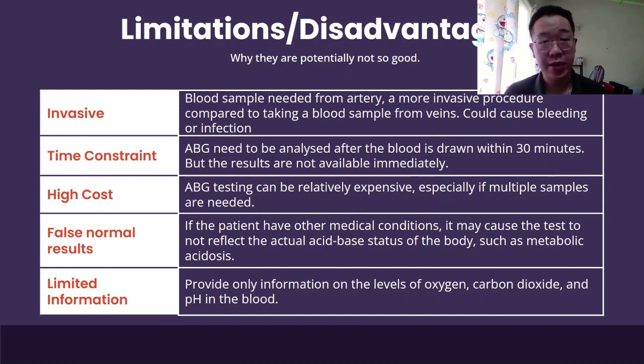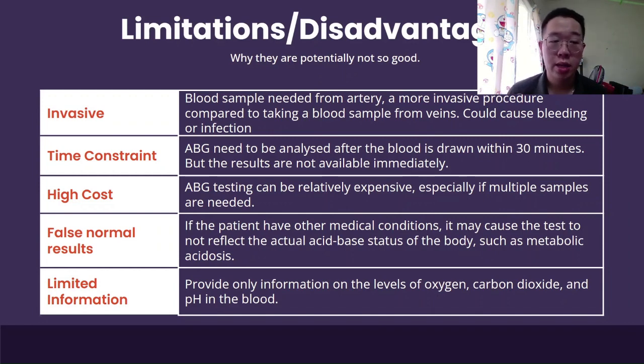First of all, it is invasive since a blood sample needs to be taken from an artery, a more invasive procedure compared to taking blood samples from a vein. It could cause major bleeding or infection if done incorrectly. Next would be time constraint, as the ABG needs to be analyzed within 30 minutes after the blood is drawn, so it's a very small time frame, and the results are not available immediately after being drawn.